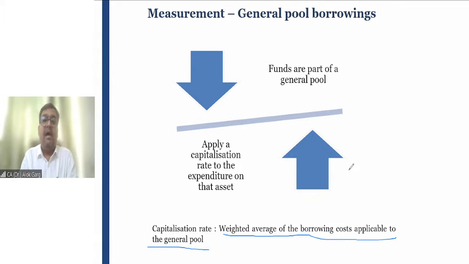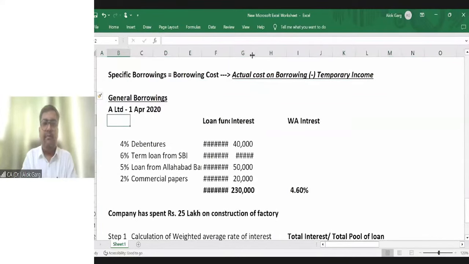Now the question arises, sir, how do I calculate this weighted average cost? Okay, I'll explain this with the help of an example. Look at this file, where I have explained the concept of the borrowing cost of the general pool. I hope you are able to see the Excel file.